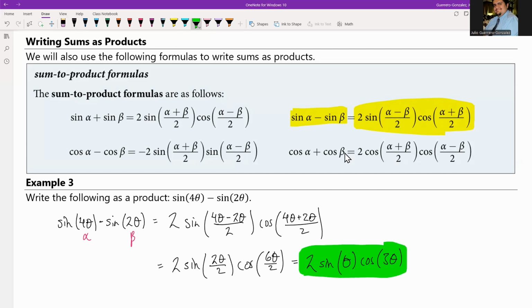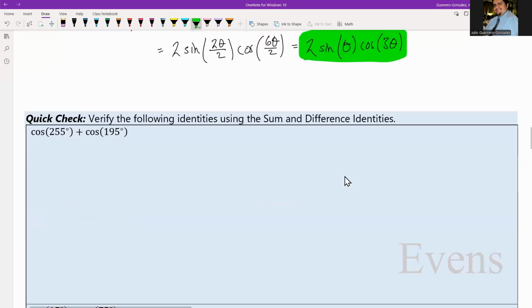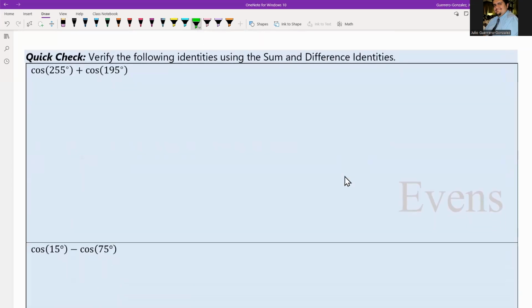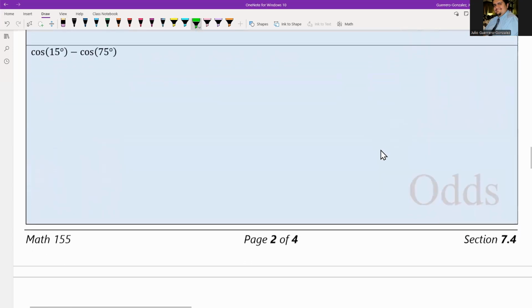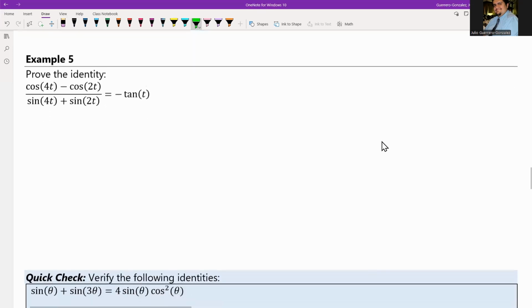So what we did is we grabbed a difference, right? It was sine minus sine, and we turned it into a multiplication, okay? Not simple, okay? All right. Again, quick checks. Like I said, we'll do these in class, okay? Don't stress too much about how to do them right now, okay?